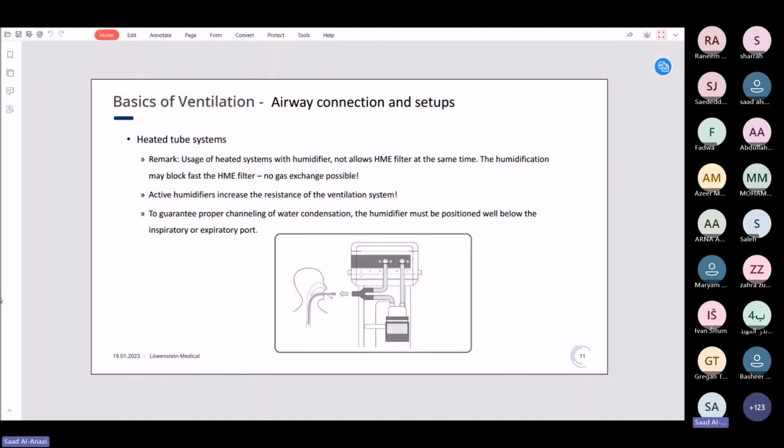We recommend the HME for short-term ventilation. But if the patient has a large amount of secretions, thick secretions, or requires long-term ventilation, you have to shift the patient to the active humidifier.